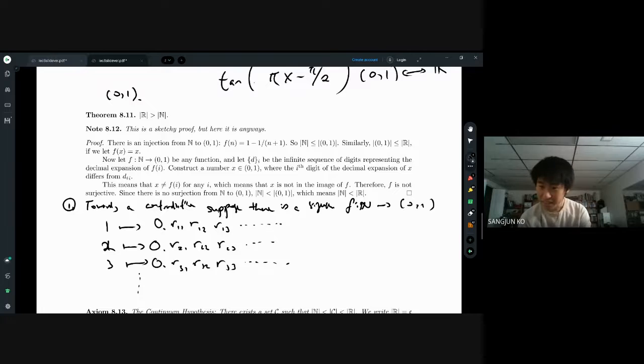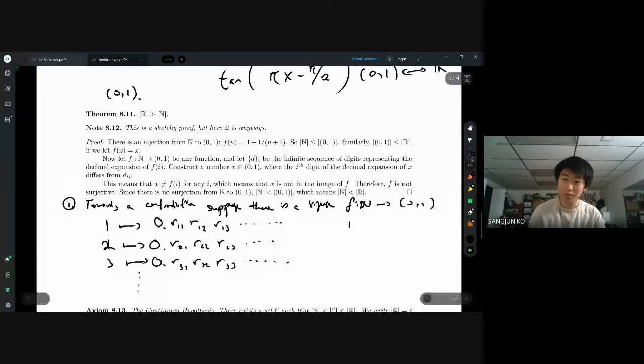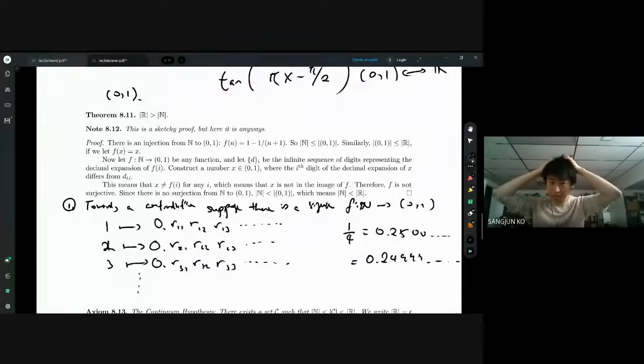Yes, the decimal expansion is 0.250000, etc. But on the other hand, I can write 1/4 as 0.2499999 repeating. So it turns out there are some numbers that have two different decimal expansions. And that's the problem. How do we make the choice? Because 1/4 is equal to 0.25 followed by zeros, or equal to 0.24999.